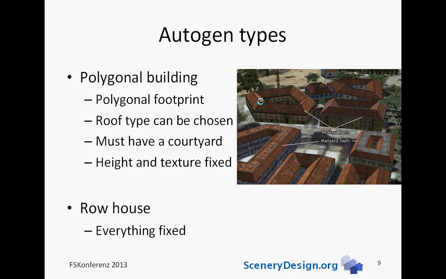And the height and texture used are linked to the roof type for this kind of buildings. And then the last Autogen type available is the Autogen row house that we saw on the picture in the beginning already. And for those, basically everything is fixed. You can't choose the amount of floors, you can't choose the texture. You can choose the texture used, but that's all you can choose. And I don't think they're used that much by scenery designers, so I will not focus on that type from now on.